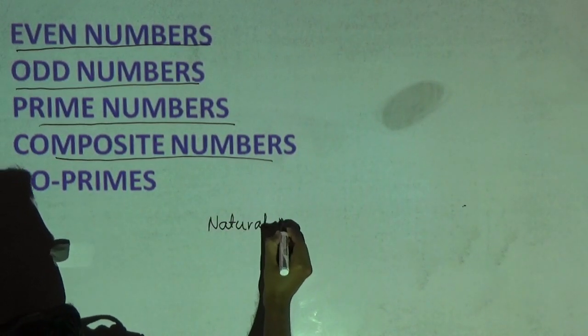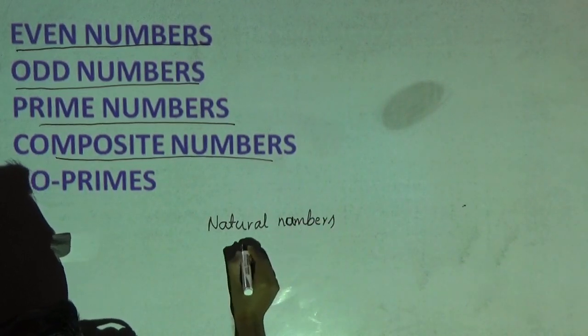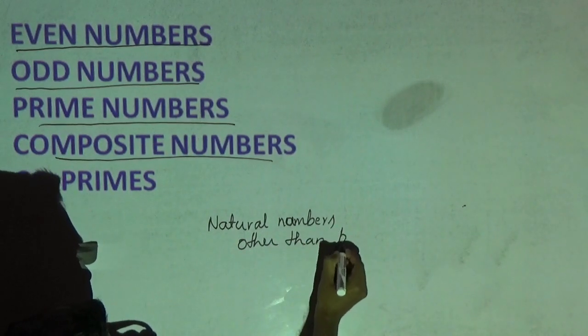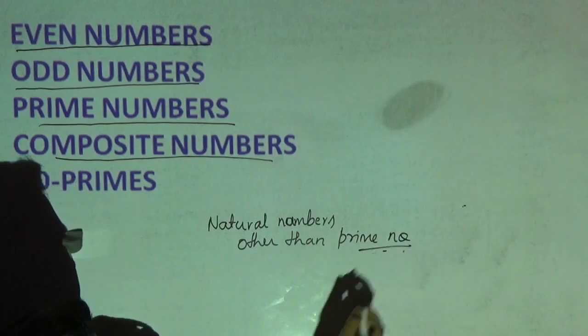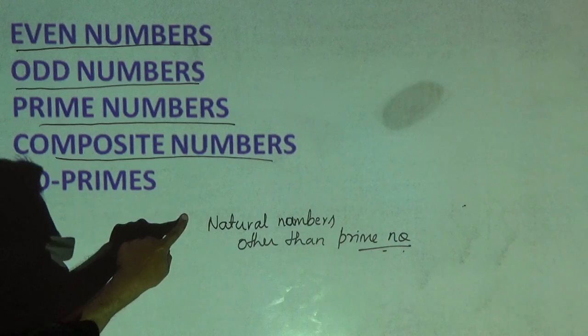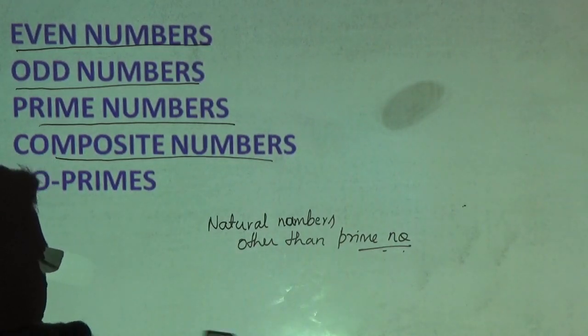Natural numbers other than prime numbers are called as what? Composite numbers. What are composite numbers? Any natural numbers other than your prime numbers are called composite numbers.